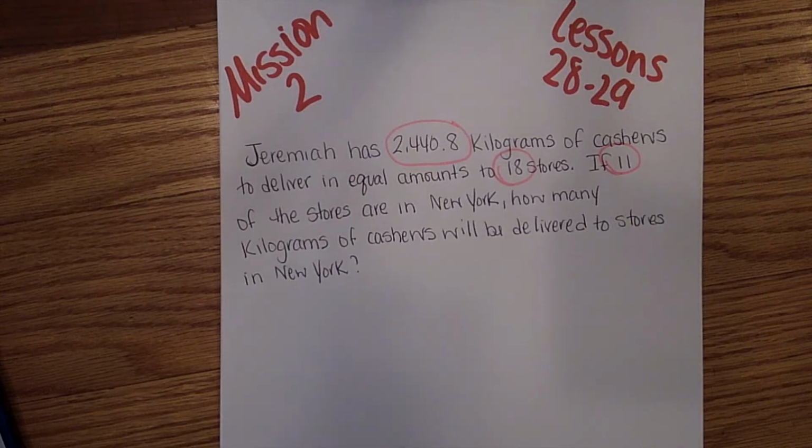So this is a multi-step problem. There are two things happening. First, he is delivering cashews to 18 stores. Then, of those 18, 11 are in New York. We need to know how much cashews are heading for New York.